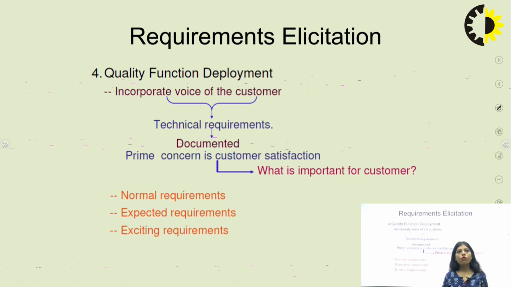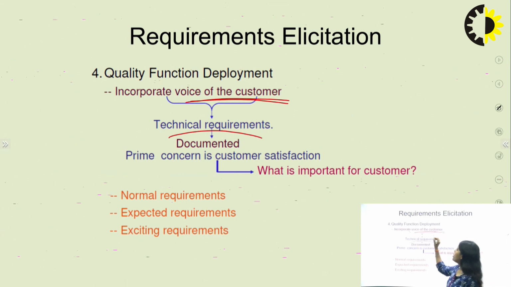The fourth method is quality function deployment. In quality function deployment, we incorporate the voice of the customer, meaning what the customer wants. After that, we translate the voice of the customer into the technical requirements. After that, we document that requirement.